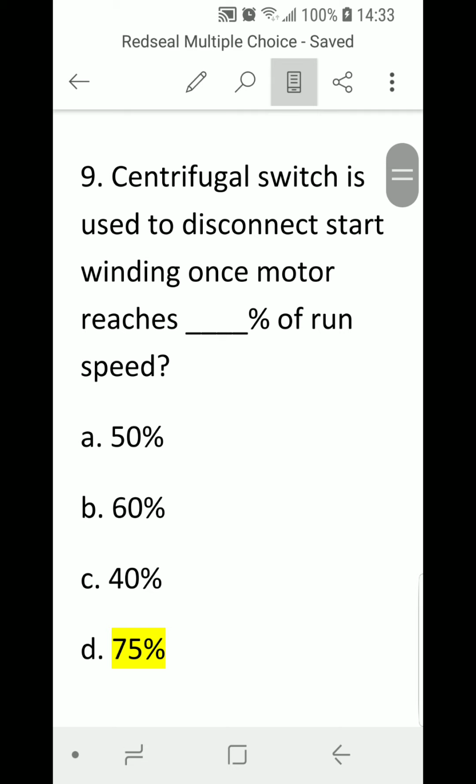Number 9. Centrifugal switch is used to disconnect start winding once motor reaches blank percent of run speed. A. 50%, B. 60%, C. 40%, or D. 75%. Correct answer is D. 75% of run speed.